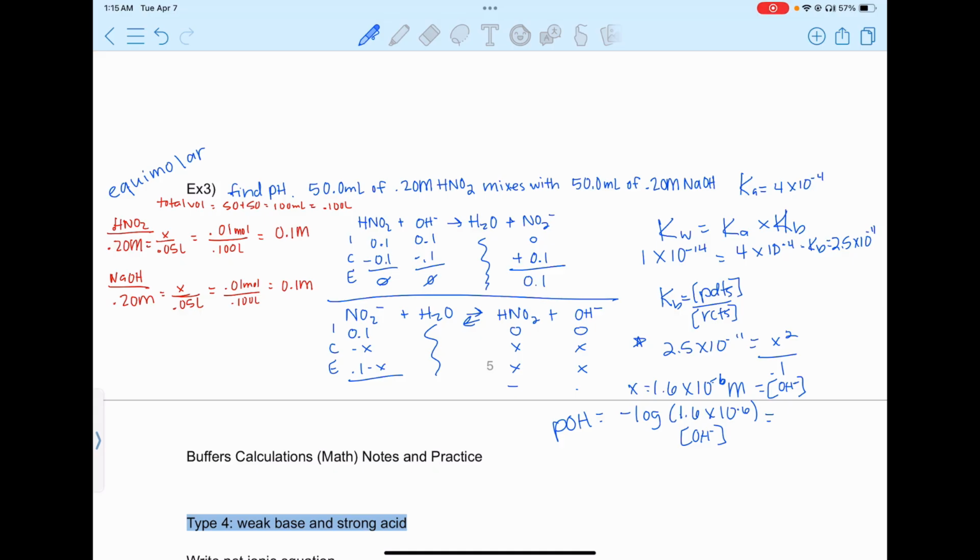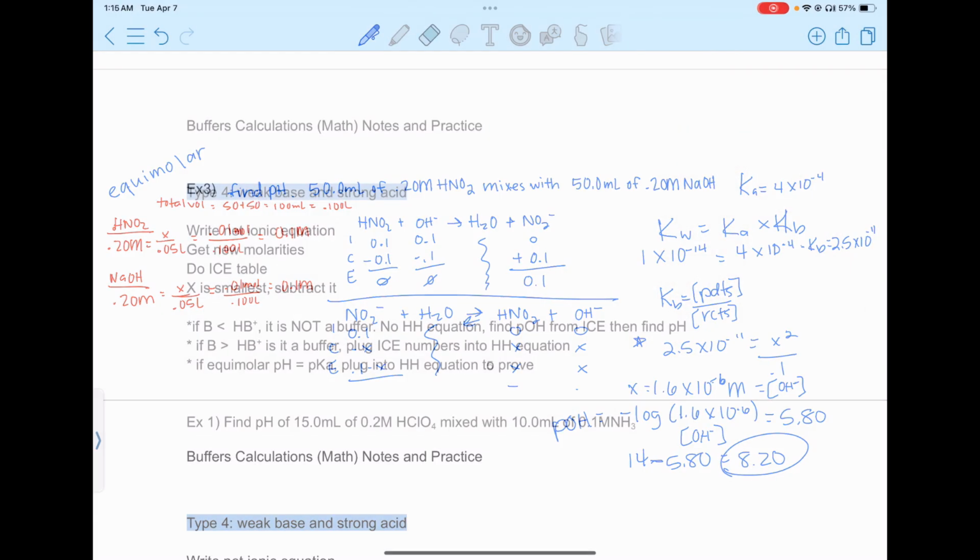All right, so when I take the negative log of that value, I get 5.80. 14 minus 5.80 gives me my pH. I end up with a value of 8.20, which sounds right to me because I'm expecting a basic pH. Why? Because we only had that conjugate base present after that first ice table was finished.